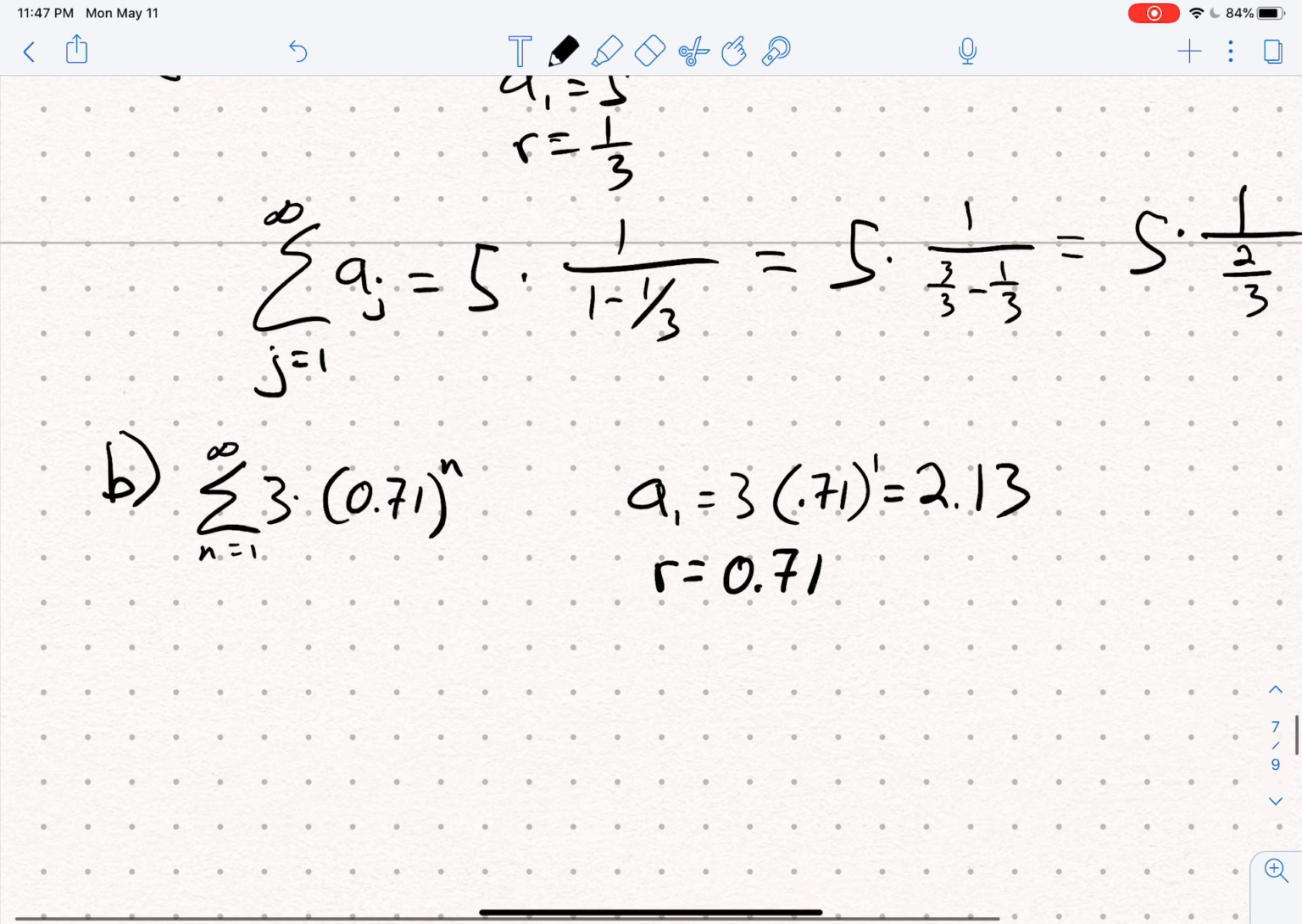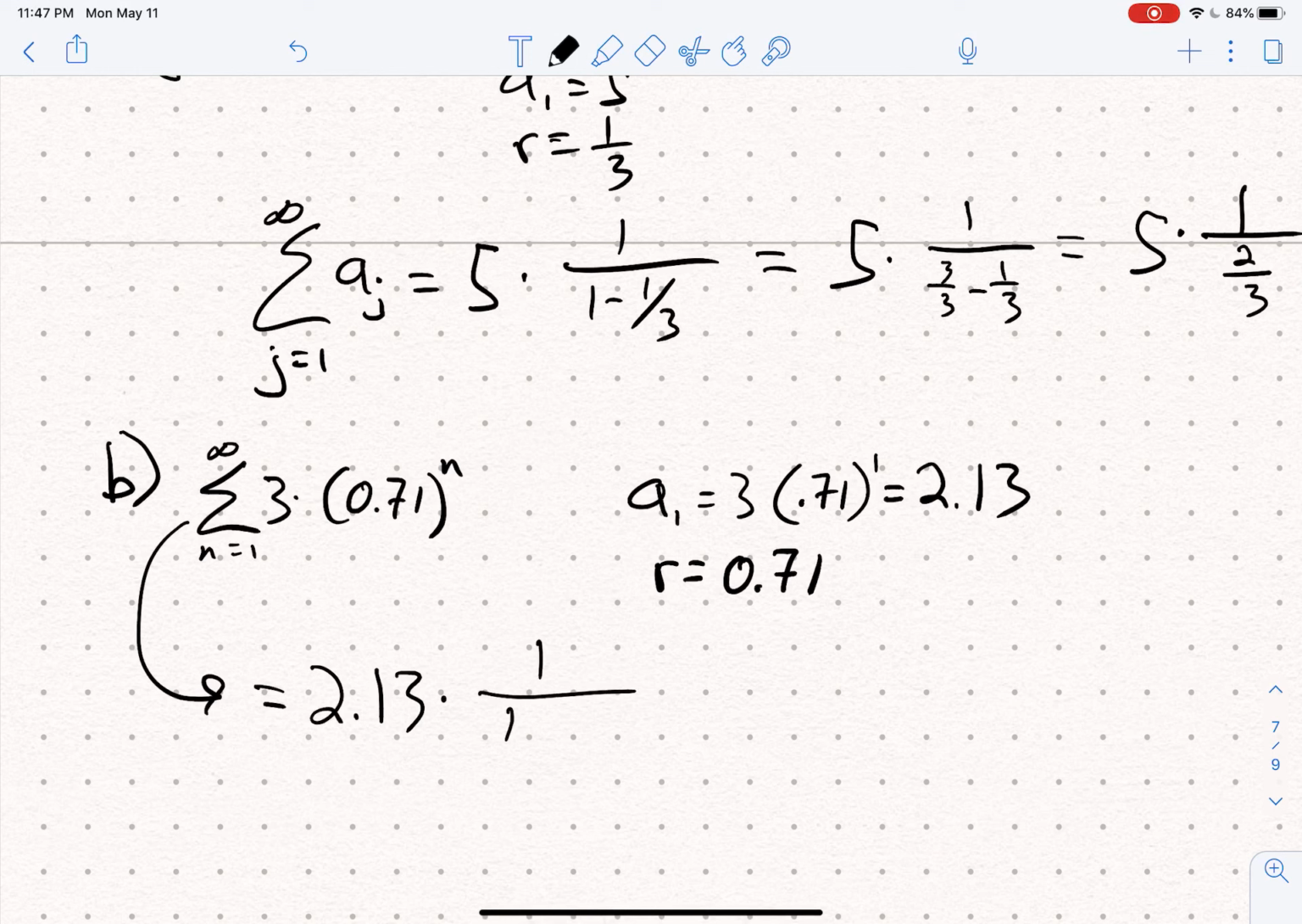Okay, with this a1 and this r, we can go ahead and figure out this sum is equal to 2.13 times 1 over 1 minus 0.71.